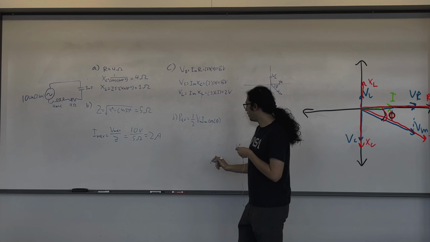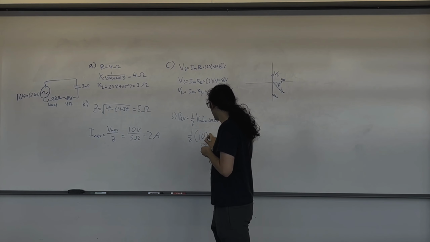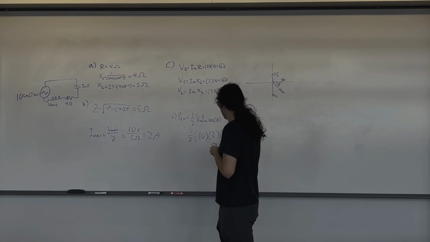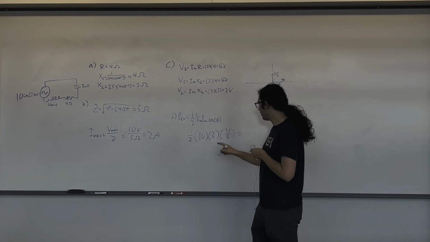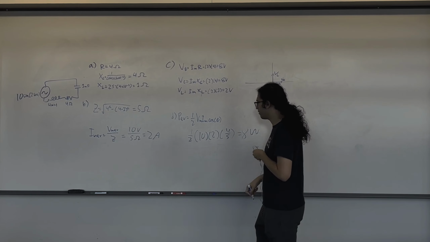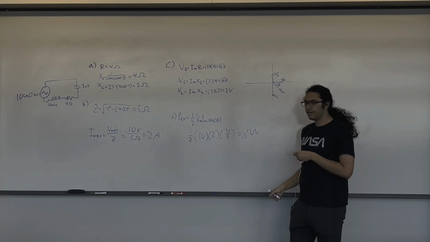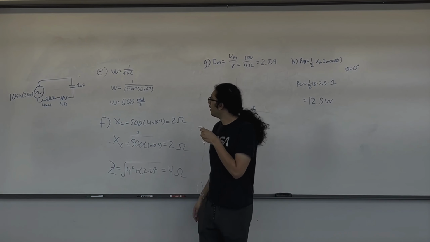All right, back to the video. Plug all of our values in: 1/2 times 10 times 2 times 4/5. And that is going to all equal, 20 is 10, and 4/5 is 8 watts. And there you go. So now let's move on to the last 4 parts of this problem.